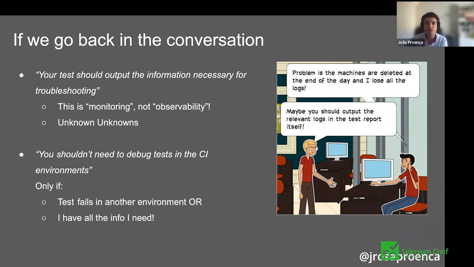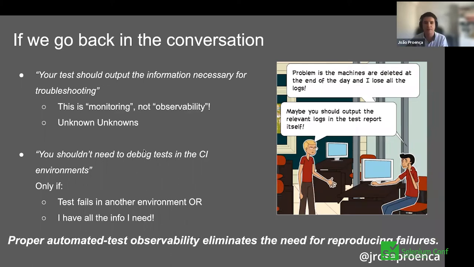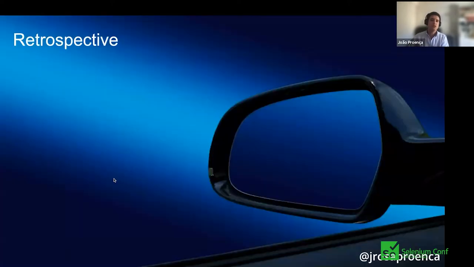You have a true observable system. And then, yes, you can bar people from debugging stuff directly in production or in CI. Proper automated test observability eliminates the need for reproducing failures, but we can't ignore all of the things that we need in order to reach this automated test observability. So let's do a small retro about the things that we learned from that story.